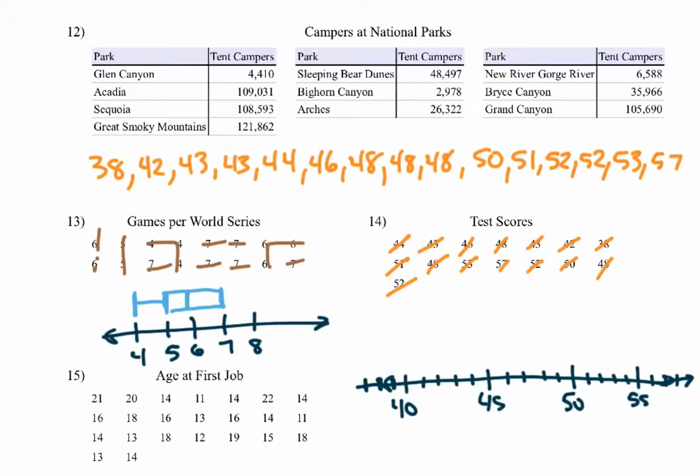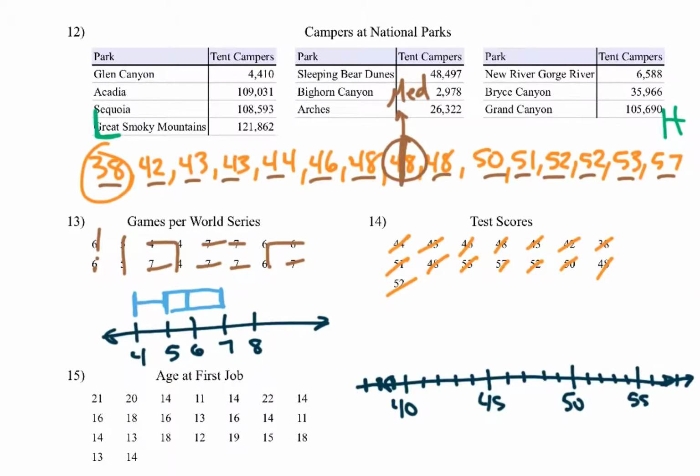So we've got our low number of 38, high number of 57, and 1, 2, 3, 1, 2, 3, 1, 2, 3 on either side. Super scientific way. 48's our median. Then we eliminate 1, 2, 1, 2, 1, 2. 43 is our first quartile. 1, 2, 1, 2, 1, 1. 52 is our third quartile.